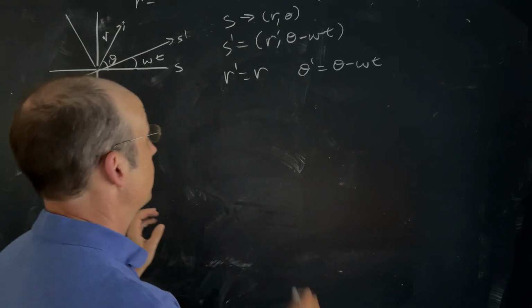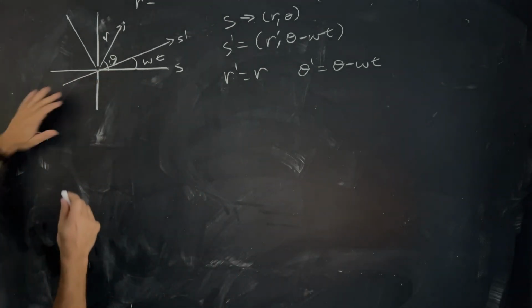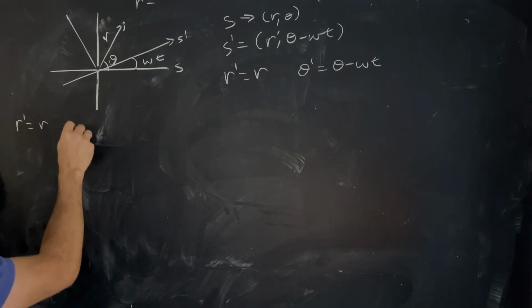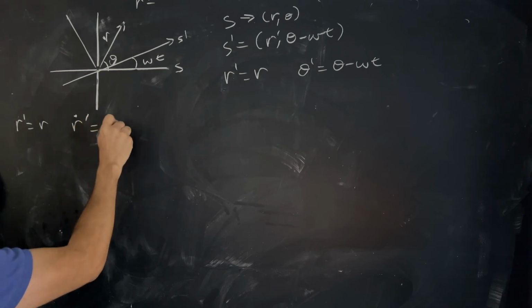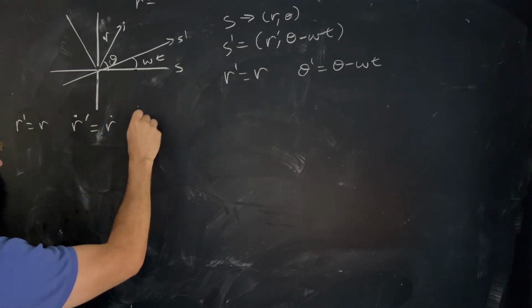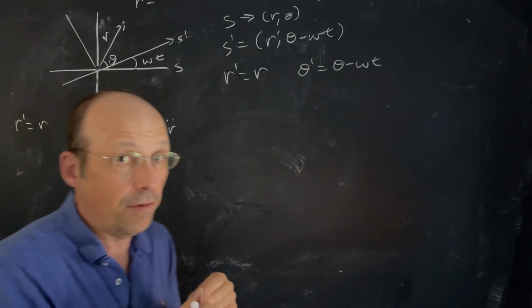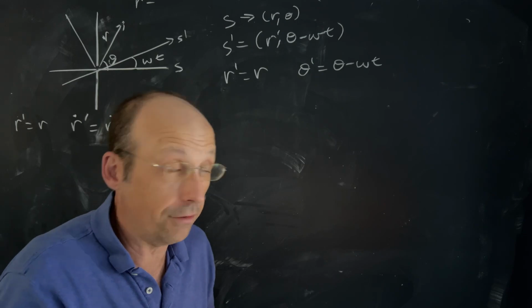I'm going to have to write that down. But let me go ahead and put this over here. R prime, let me make it a little bit smaller. R prime is equal to r. R prime dot is equal to r dot. R prime double dot is r double dot, right? Because when I take the derivatives in either frame for the r values, I get the same thing.